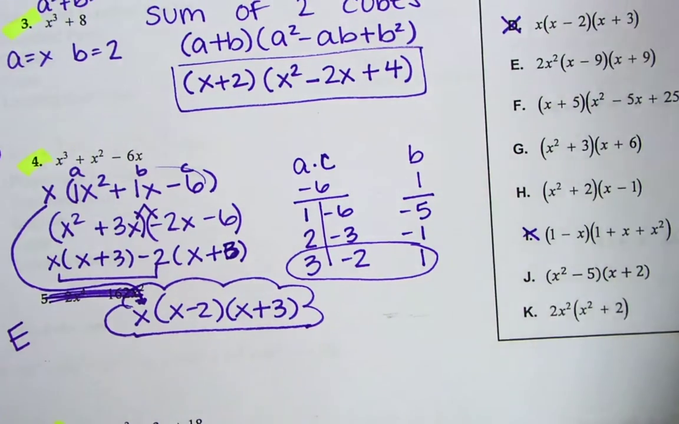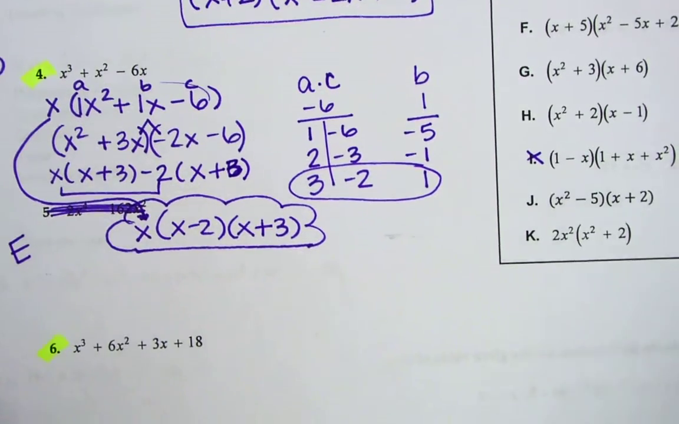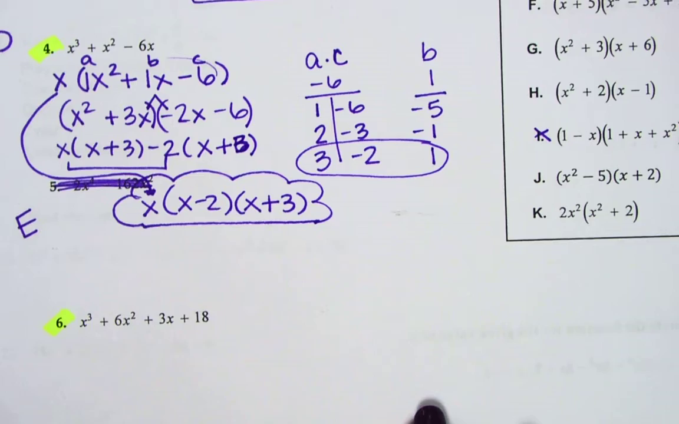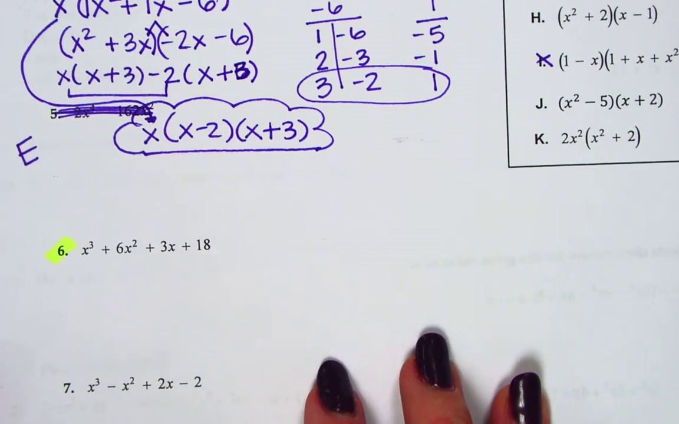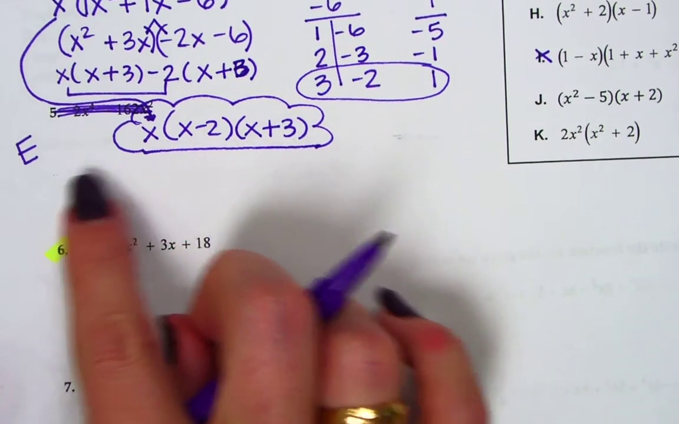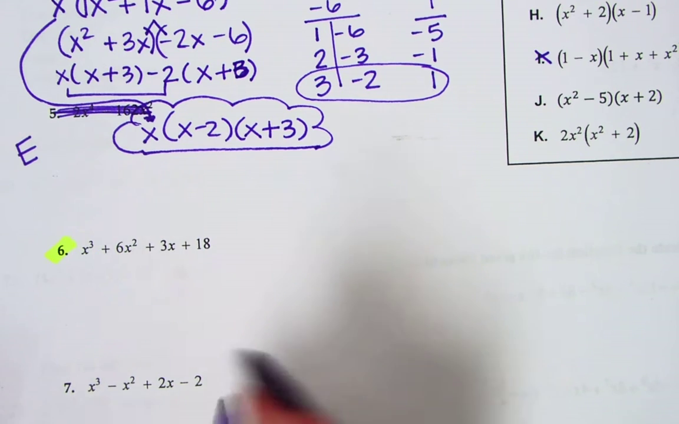Skip it because I don't have time to do all of them, but it is E. I just wanted to do at least one of each type of problem. On that one, you can factor out the GCF, and what's left is a difference of squares.